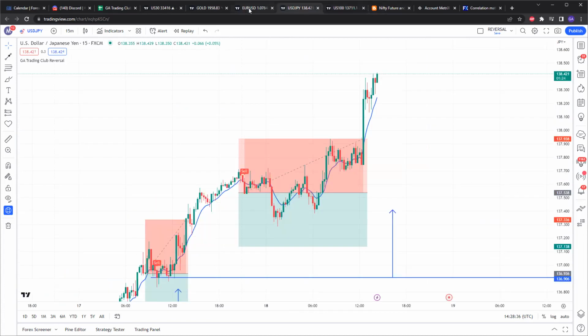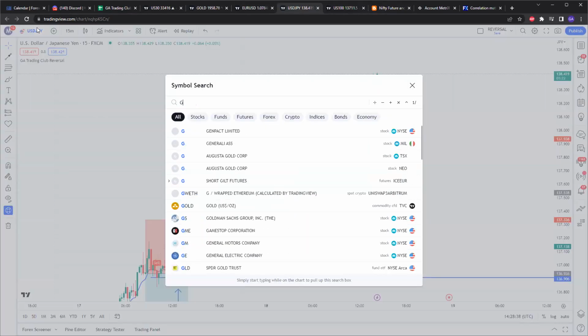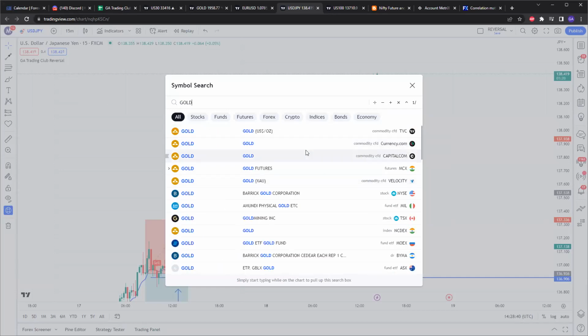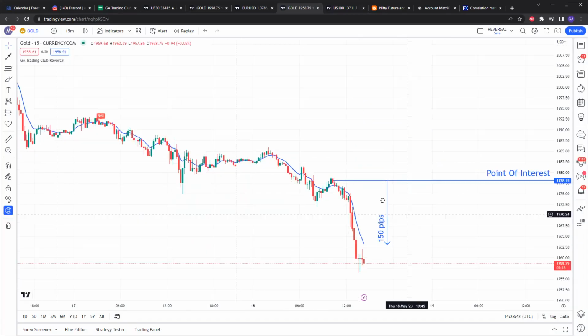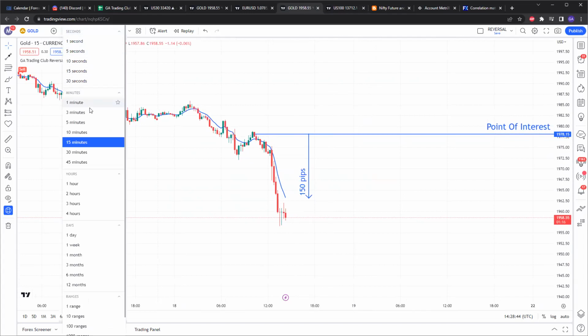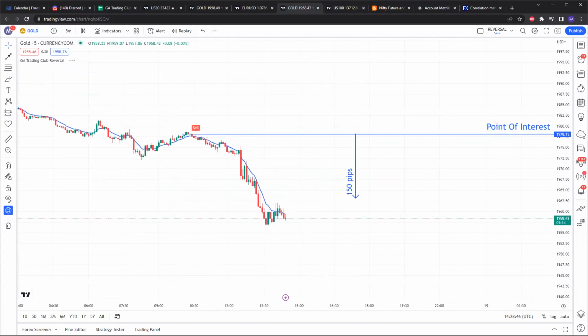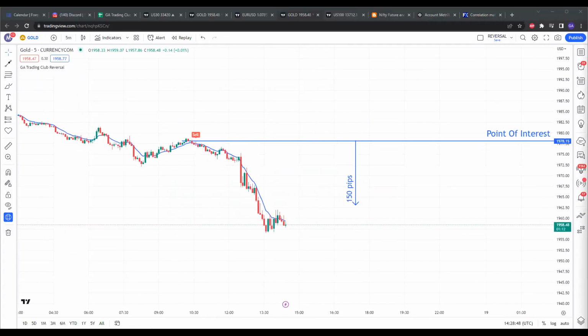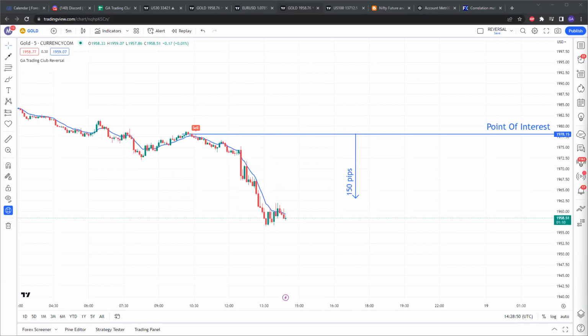Yeah, so the only trade I think we're going to get today, the only official trade, is probably a US 30 trade or a gold trade right here, a gold buy. Wow. Okay. Does anybody else have any questions?